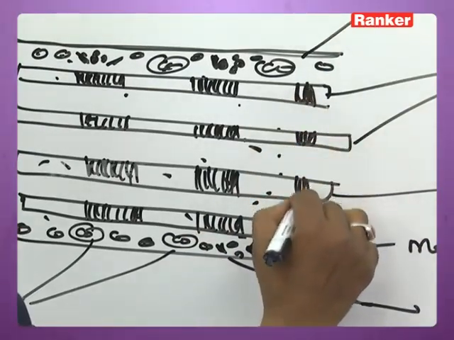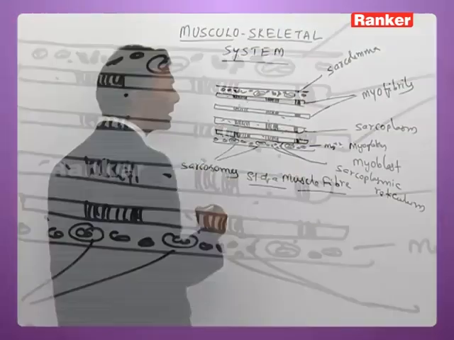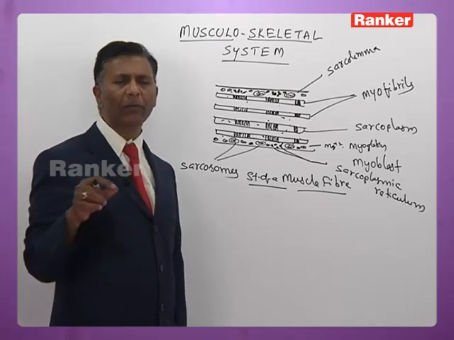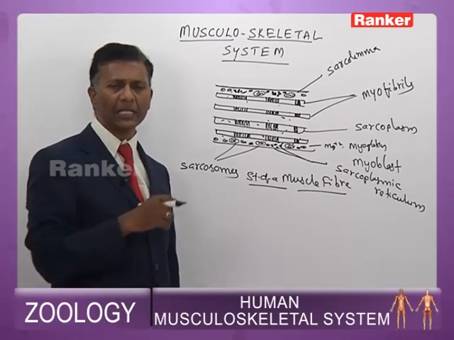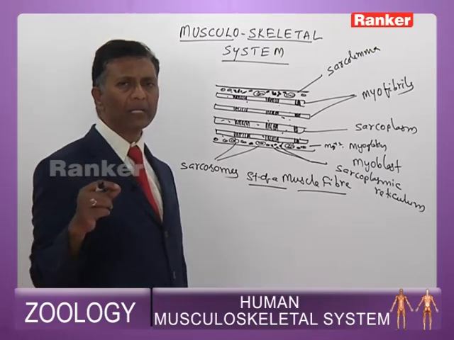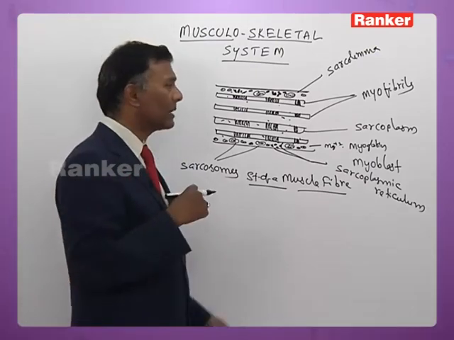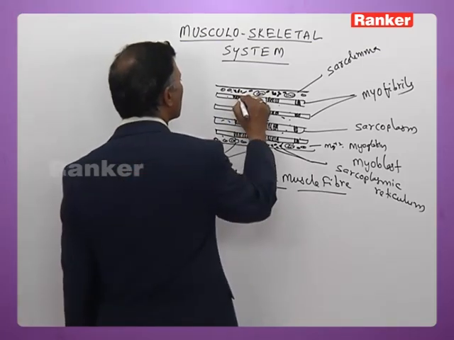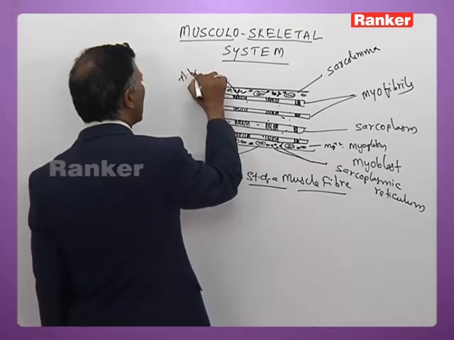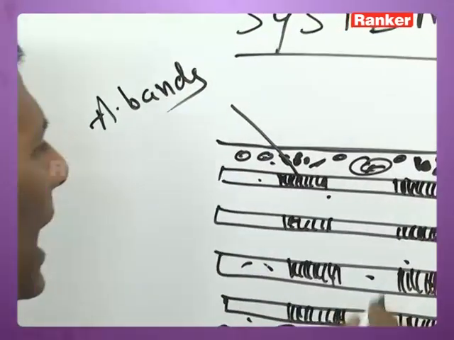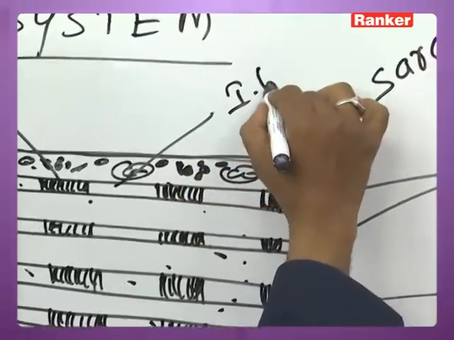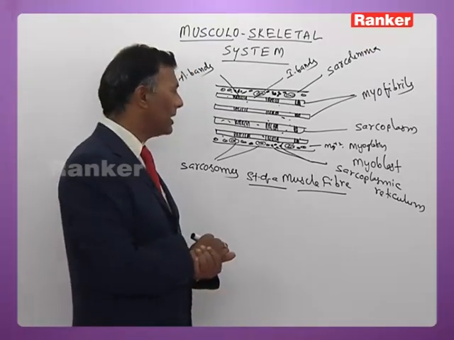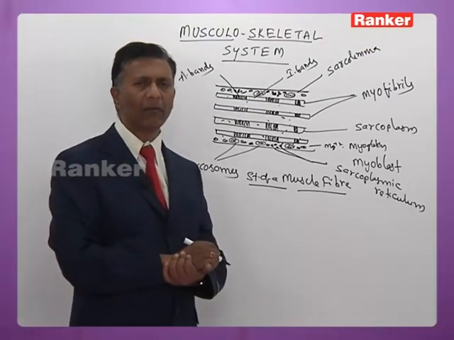These are the dark bands, alternately arranged with light bands. Because of this arrangement of dark bands and light bands extending across the muscle fiber, the entire muscle fiber appears striated. That's why skeletal muscle is also called striated muscle. The dark bands are known as A bands and the light bands are known as I bands. So this is the gross structure of a skeletal muscle fiber.